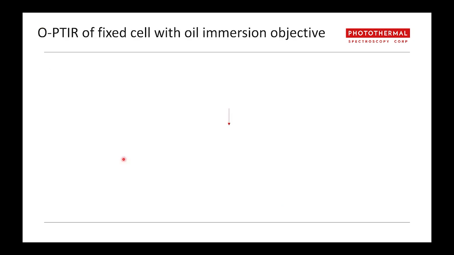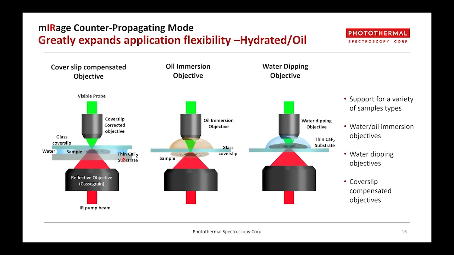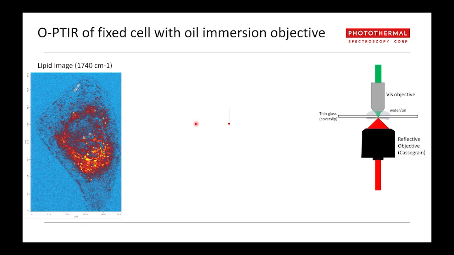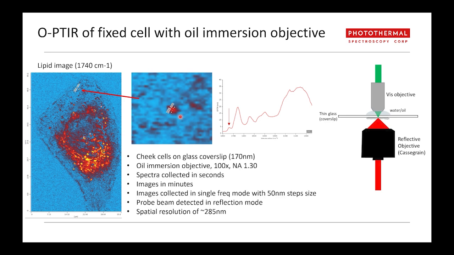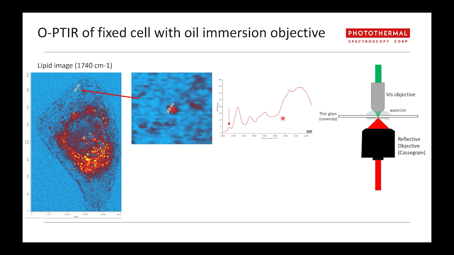And one of those I just mentioned before was the oil immersion. Come back there. This is something that I collected a little while ago now. That's one of my favorite images. This is a cheek cell, I think, from memory. An image here only at the lipid band, 1740, shows incredible detail. If we zoom into that, we see some of these features are really even a tad under 300 nanometers. And that's a spectrum from one of those points as well. So you do have that broad glass feature, which we'll talk about and Christoph will talk about. But the protein regions and the lipid regions are all very much clear.